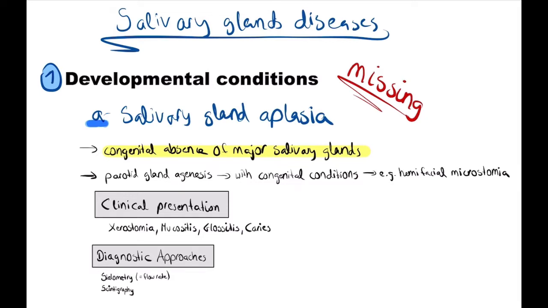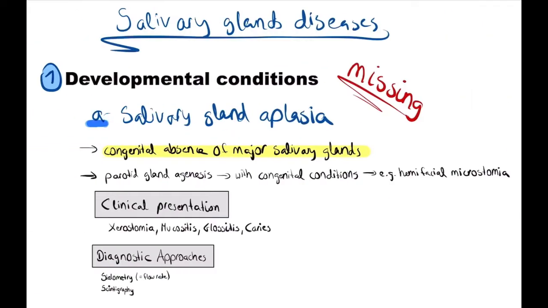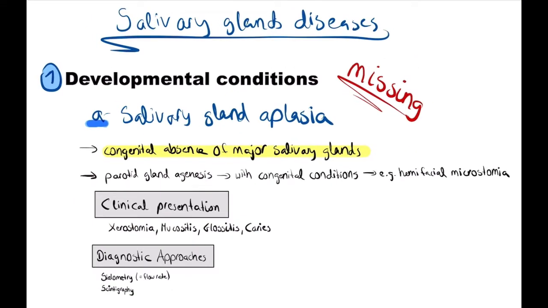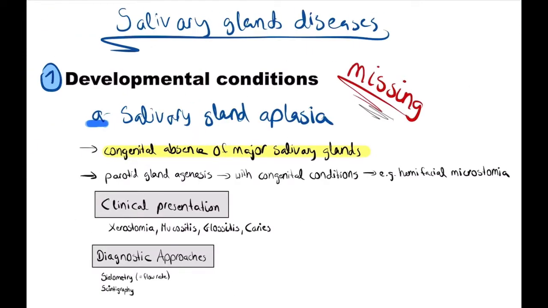The developmental condition means that there is something abnormal during the development. So there are two types. We have the salivary gland aplasia, and we have the ectopic aberrant salivary gland tissue. So what is the difference between them? Basically, salivary gland aplasia means there is a missing salivary gland, and the ectopic aberrant salivary gland tissue means that we have a normal salivary gland, but in an abnormal position. So, to define salivary gland aplasia, we have a congenital absence of major salivary glands.